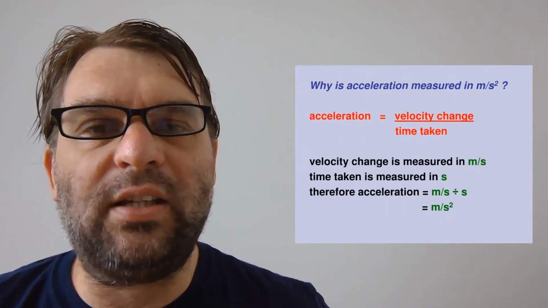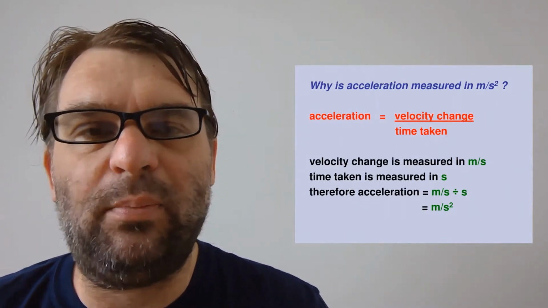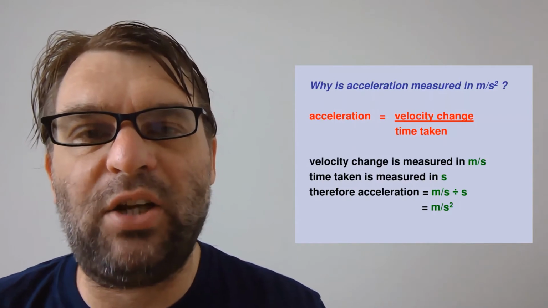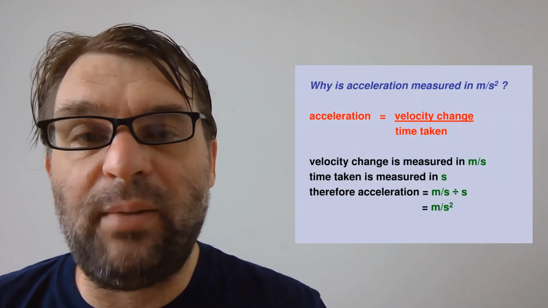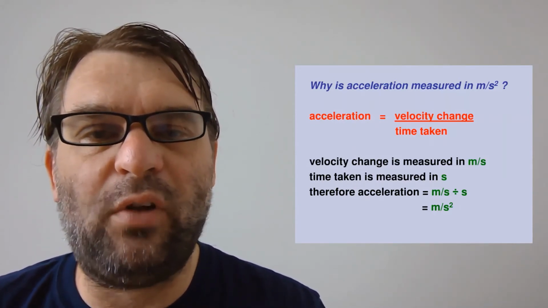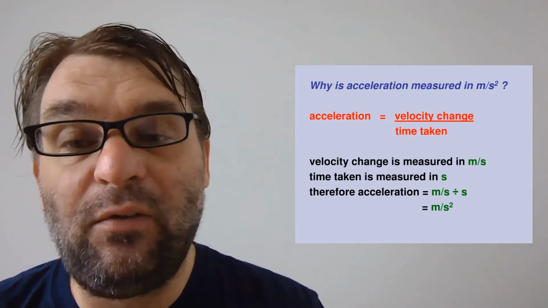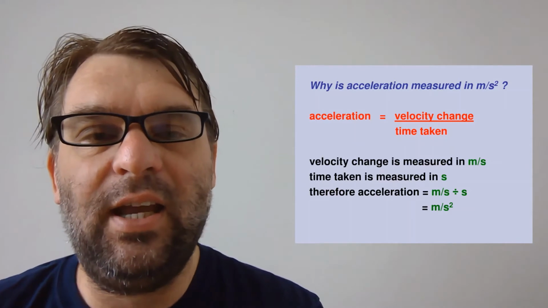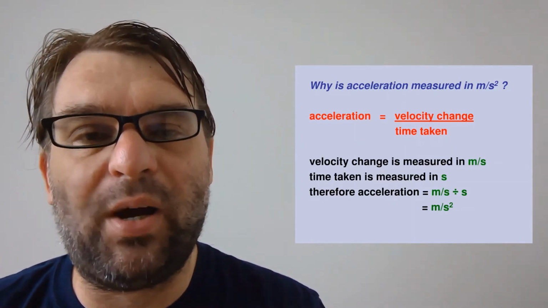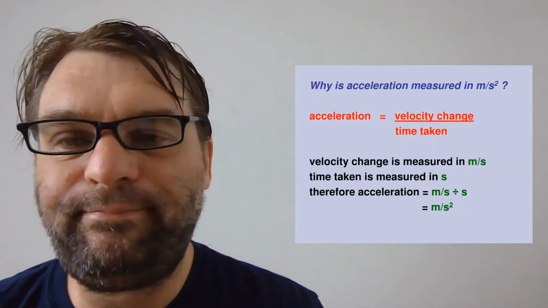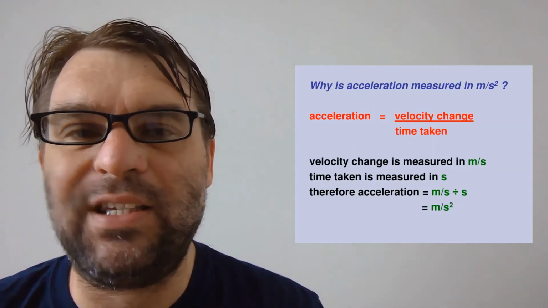So why is acceleration measured in meters per second per second? Well, as we just said in the previous slide, acceleration is velocity change divided by time taken. So velocity change is measured in meters per second. Time taken for that change to occur is in seconds. If you divide meters per second by seconds, you get meters per second per second, or meters over seconds squared.